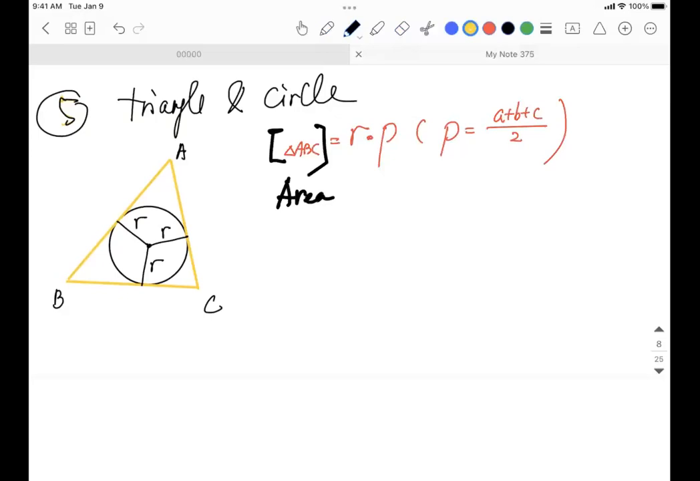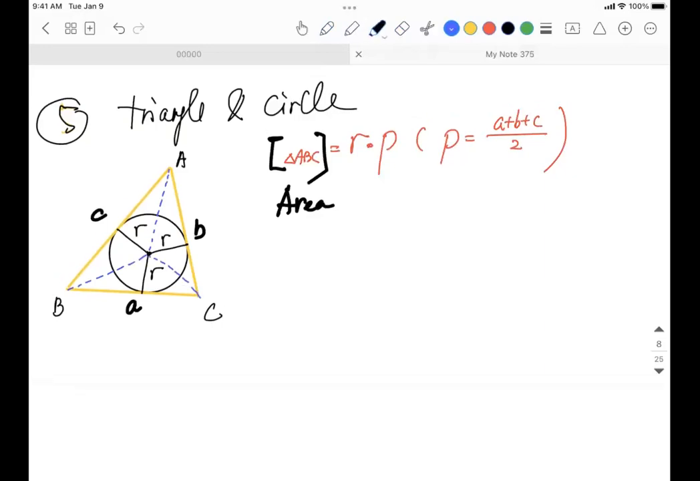Can you explain why it's R times P? Why? Here is triangle ABC. R is the radius of the inscribed circle. P is half of the perimeter of this triangle. Why does that work? I'm going to give the explanation to you. Let me try to break it into 3 little parts.